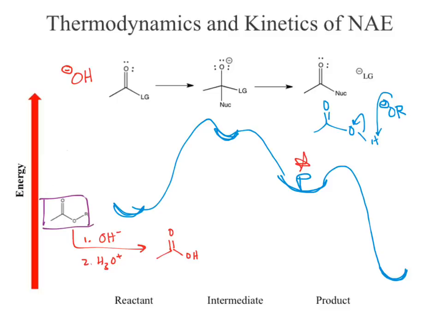Just as a random fun question, what if it was written this way? What would your product now be? I heard an ROH. That is one of your products. That's true. What about the other product? Why do you have to show the carboxylate and not the carboxylic acid?